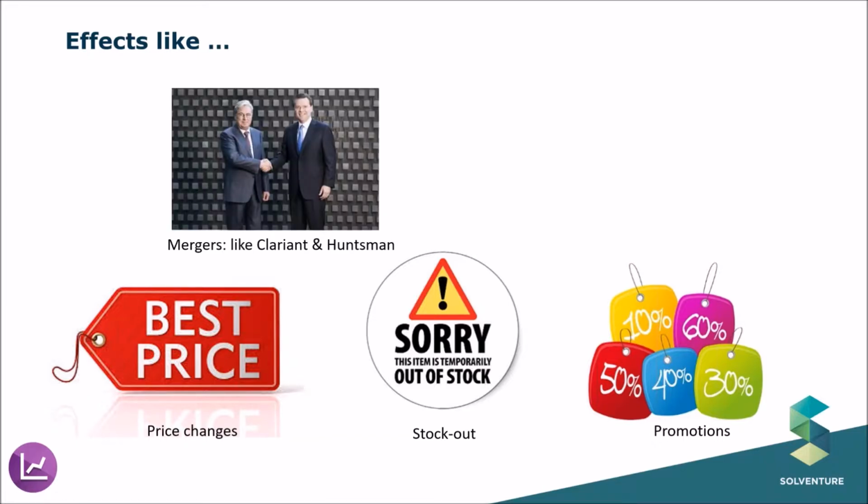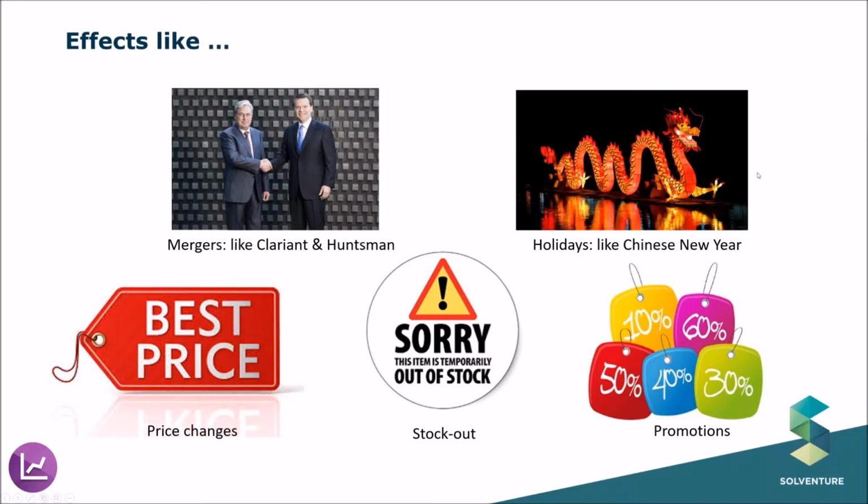Then mergers. For example, recently Clariant and Huntsman have merged. So when the sales forecasts are made for a company which had an acquisition or a merger, it's really important to define what's the effect of adding a company or adding some production to our sales data. And then there's also one-off events like Chinese New Year, for example, events which occur every year, like Christmas, which you need to take into account as well.